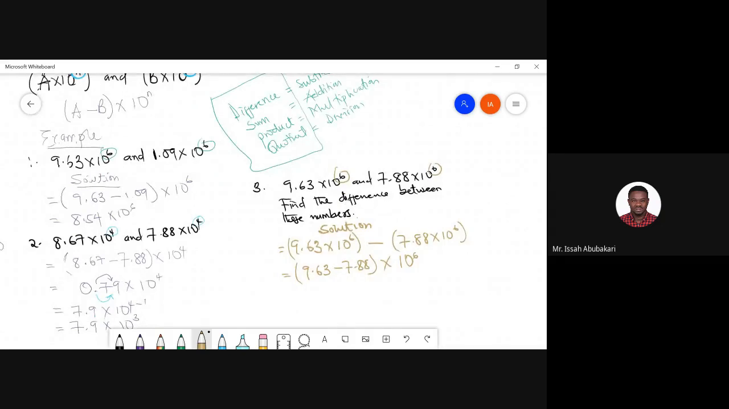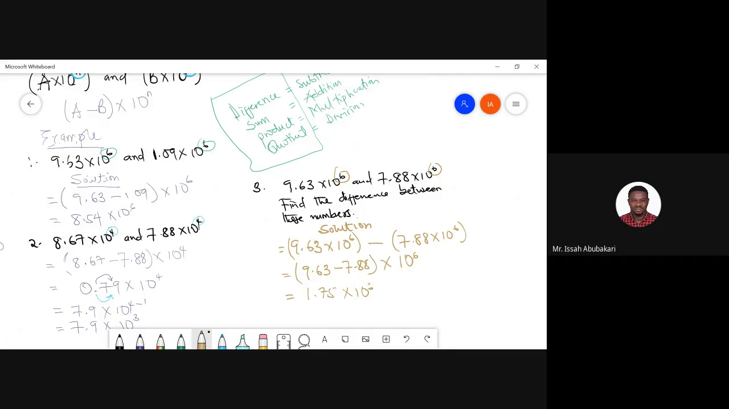If you subtract 7.88 from 9.63, what do we get? We are going to get 1.75. Then we multiply that one by 10 power 6. And this will be the final answer.